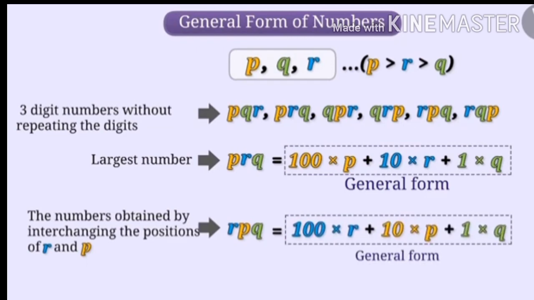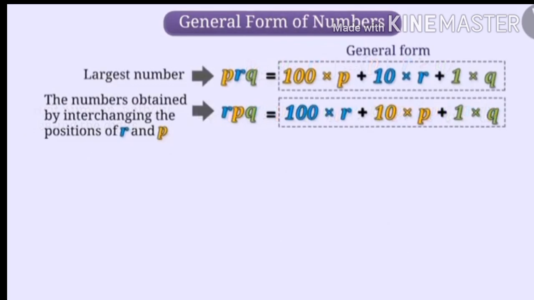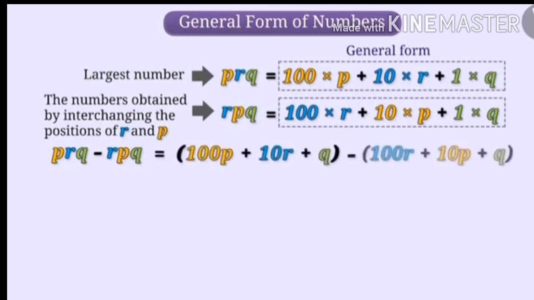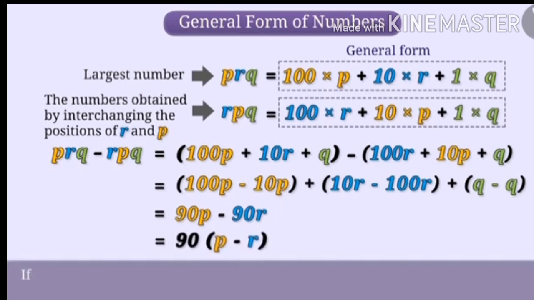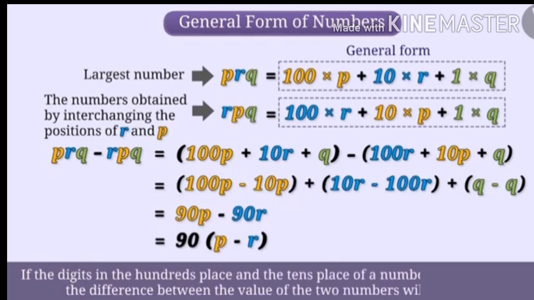To find the difference between these two numbers, we will subtract the smaller number RPQ from the larger number PRQ. We can write PRQ minus RPQ like this. Thus, we get a result 90P minus 90R, that is 90 (P minus R) in brackets. In this way, if the digit in the hundreds and the tens place in a number are interchanged, the difference in the value of the number will be 90 (P minus R). We can use it as a formula.